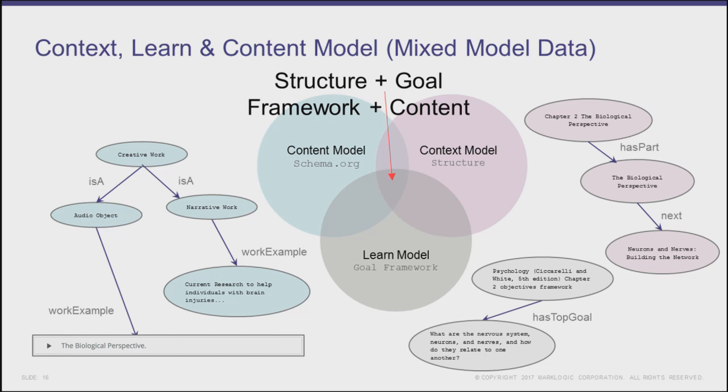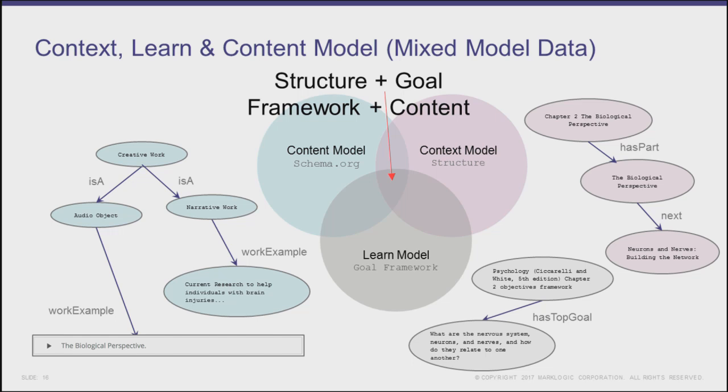So on the left here, this is the fragment of something you might find in the content model. There's a very simplified part of an ontology at the top, where you have creative work and you have two more specific items, narrative work and audio object. These come from schema.org, so it's an open standard ontology. And then there are relationships between this concept of narrative work and an example of narrative work, and from an audio object and an example of an audio object. So this could be a text file, a PDF, or an HTML file that's stored in MarkLogic. And here we have a binary digital audio file.